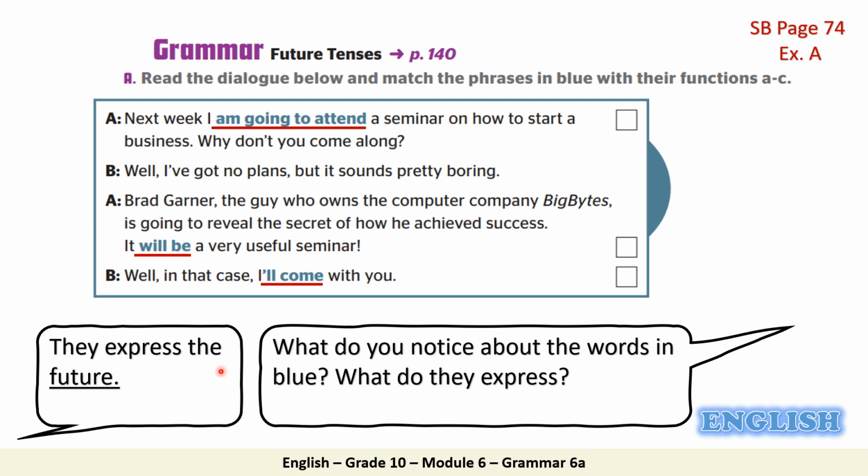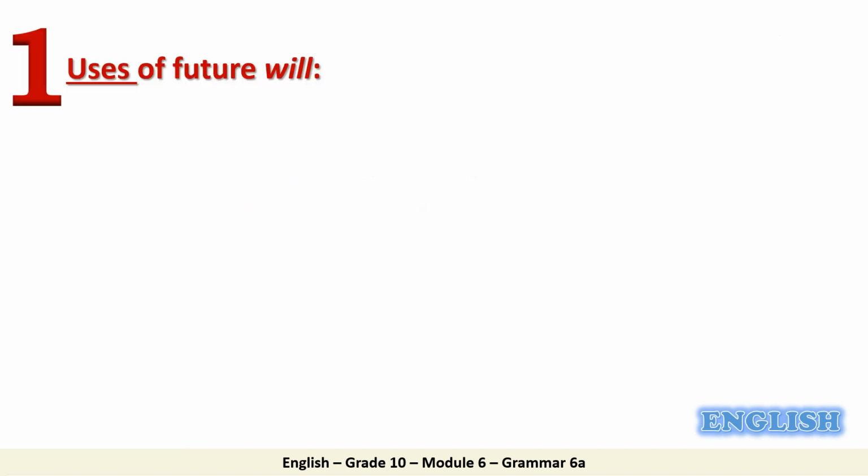Well done, everyone. Now try to answer the next question. How did we express the future tense? Pause and try to find out. This one is easy. Yes, the answer is using will or going to. Well done, everyone. Now let's discuss the uses of future will.